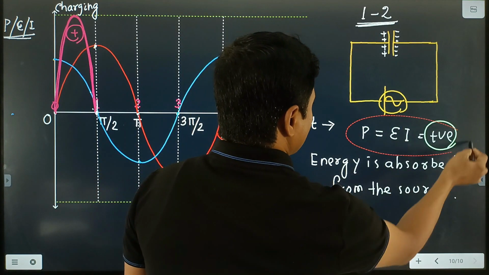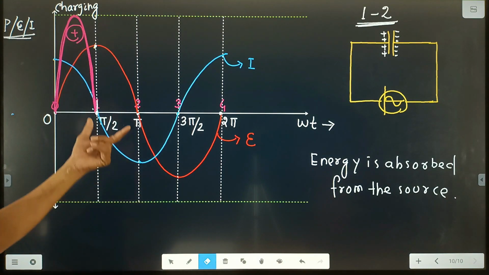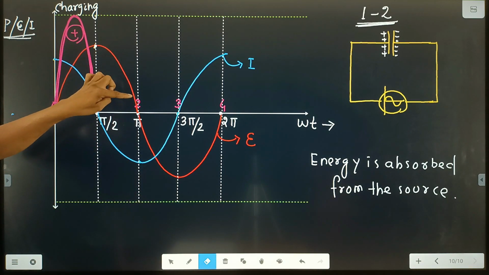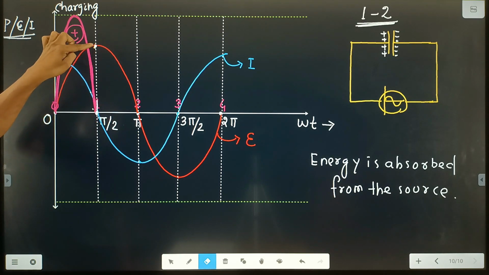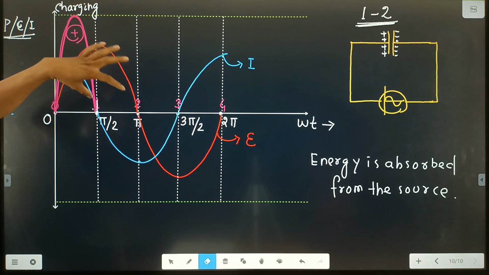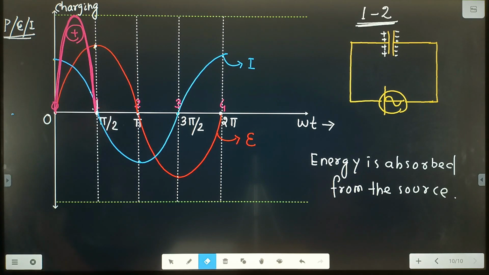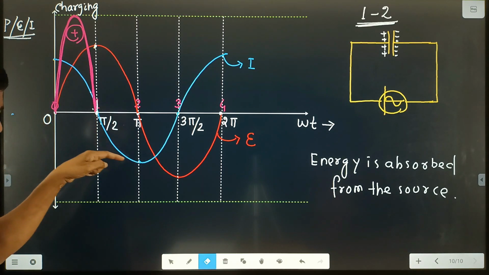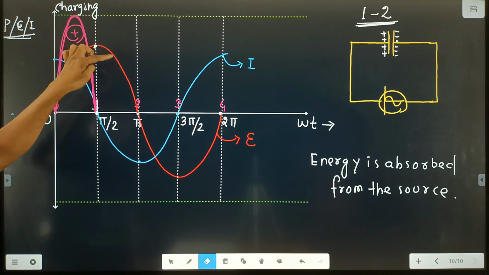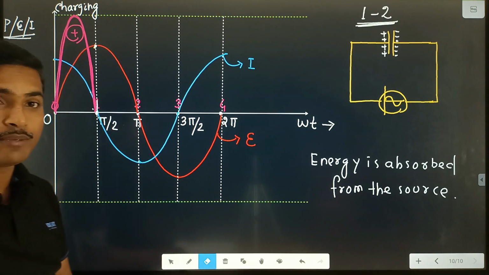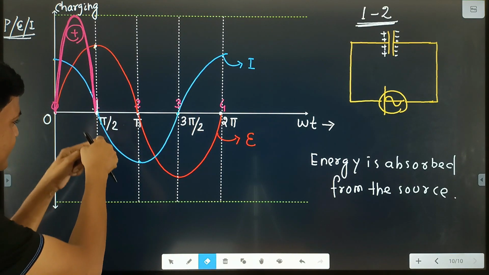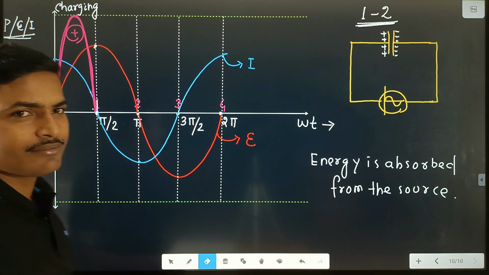Between point 1 and 2, look at the figure. The EMF, or voltage, is gradually decreased; its magnitude is gradually decreased between point 1 and 2. And current is now reversed. Current is now negative, but voltage is gradually decreased. If voltage is gradually decreased, current's direction is reversed, that is negative.